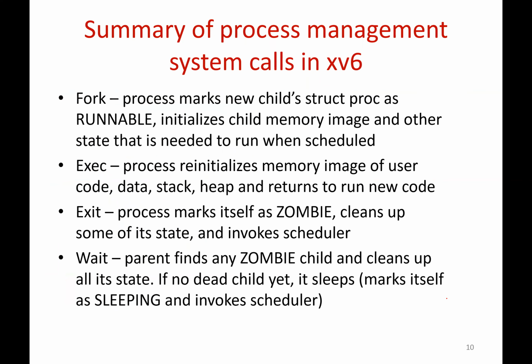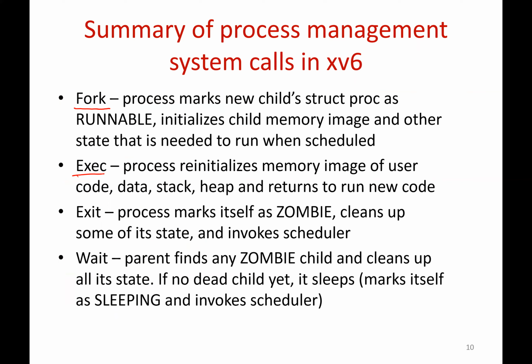So this is a summary of all the system calls that we've seen in xv6 that pertain to process management. When a process invokes the fork system call, a new child is created, a new struct proc is marked as runnable in the ptable. The child's memory image is initialized. It is basically a copy of the parent's memory image, and various state from the parent is copied into the child. And the child process is set to be runnable so that when the scheduler runs next, the child is scheduled.